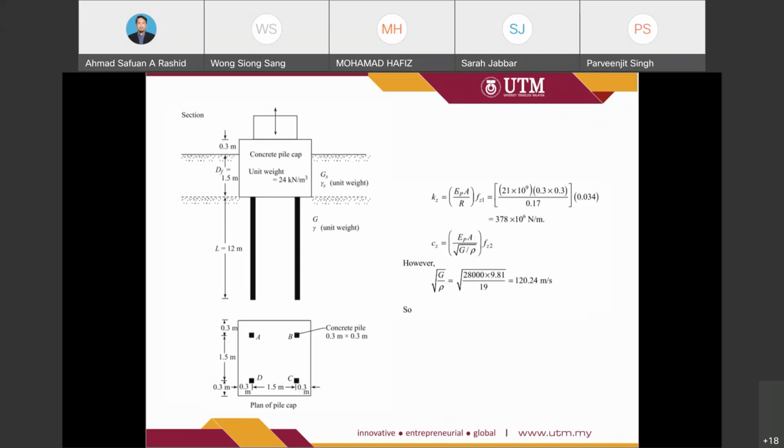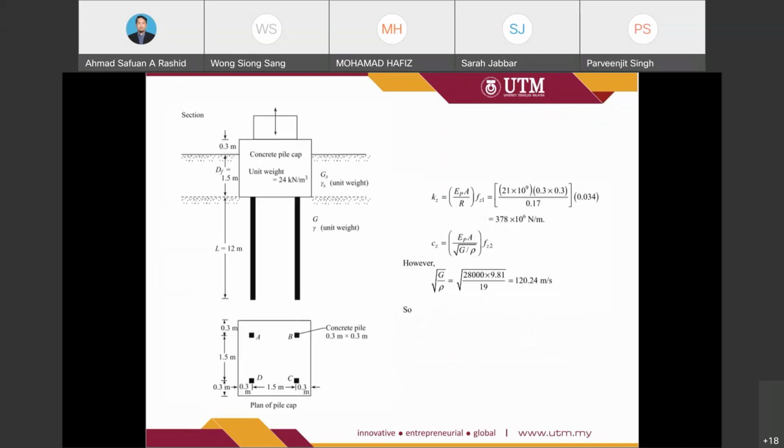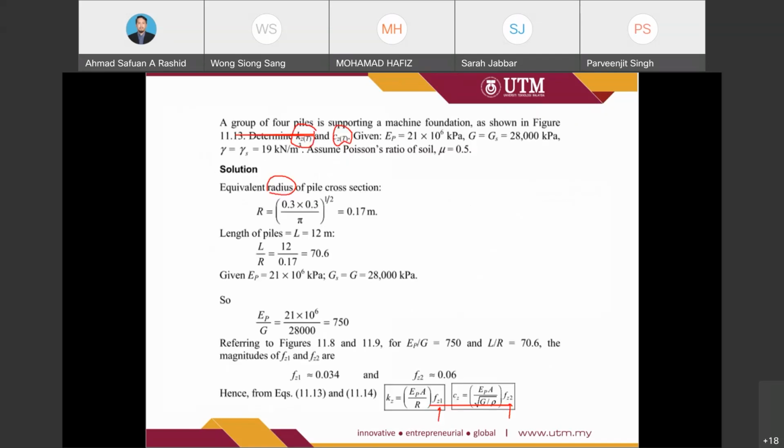So then for the EP, the value of the KZ is equal to 378 times 10 power 6, while for the CZ it is equal to 94.311. So that is for the single KZ and single CZ. We want to get what will be the group KZ and also CZ.